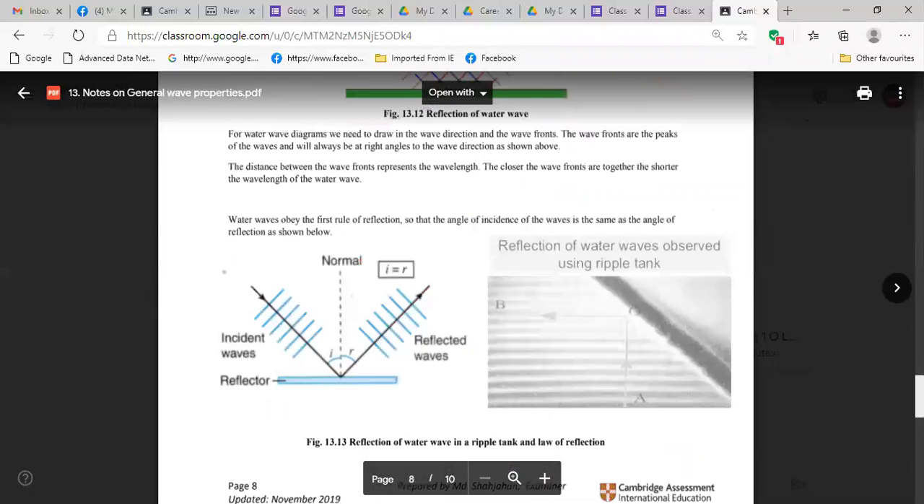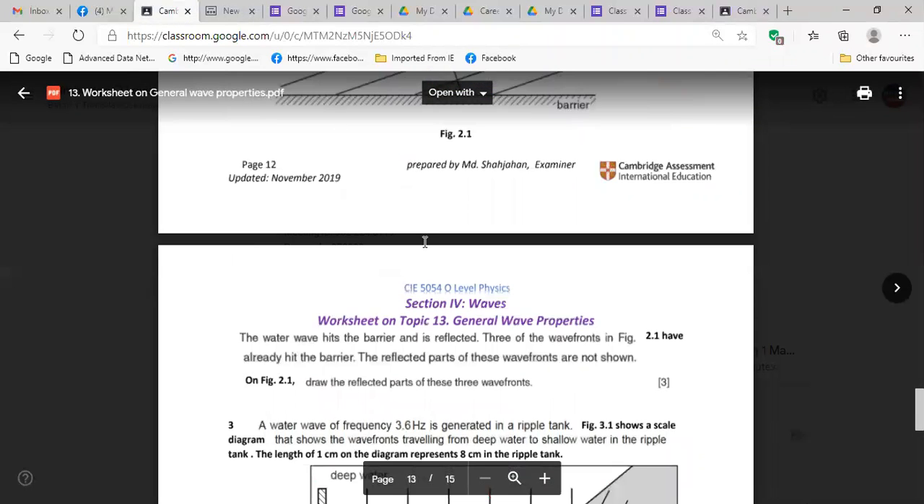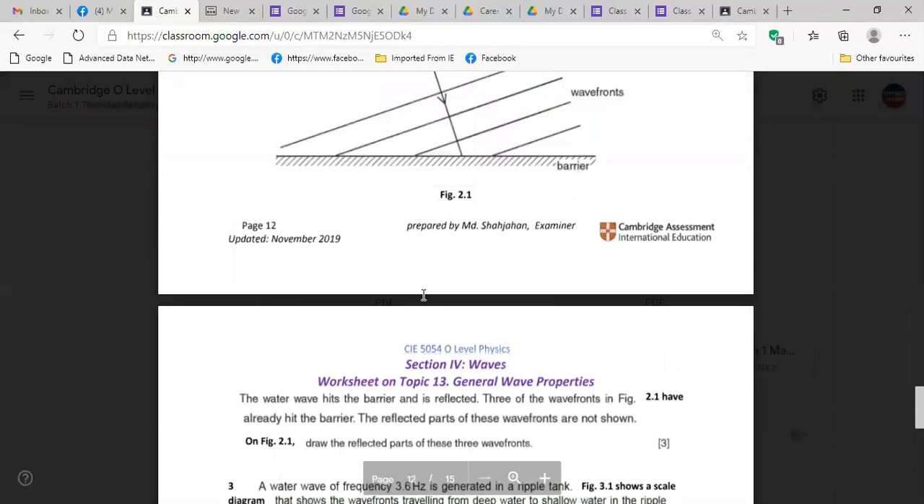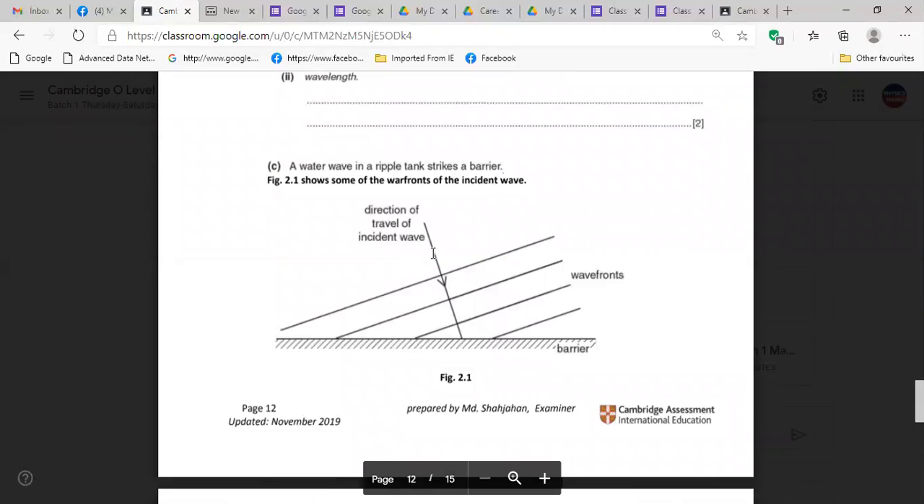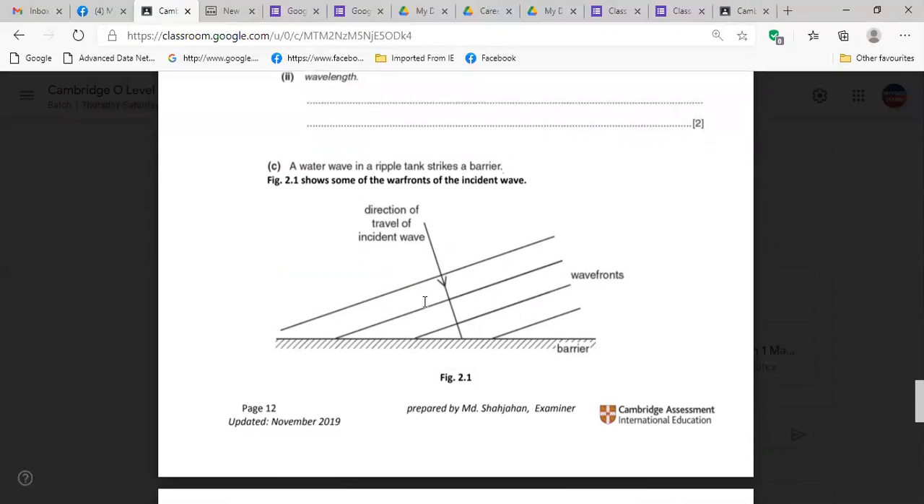So here we got this idea we learned before. We got here the angle of incidence. We have the incident wave. So in our question, they gave us the wavefronts of the incident wave.